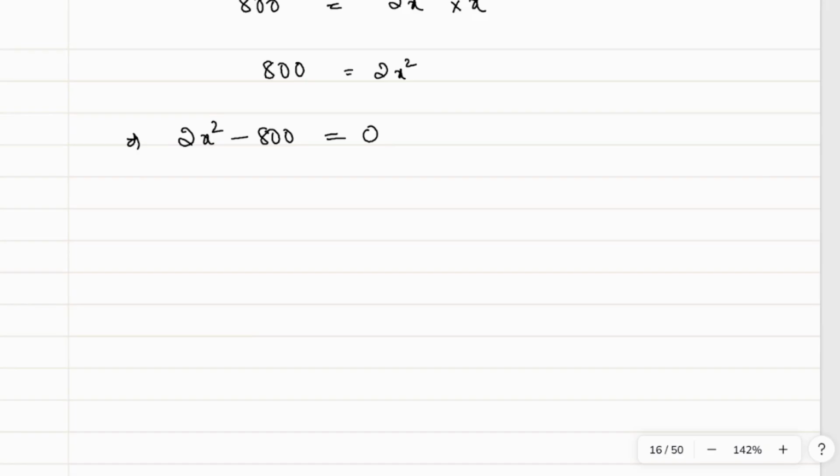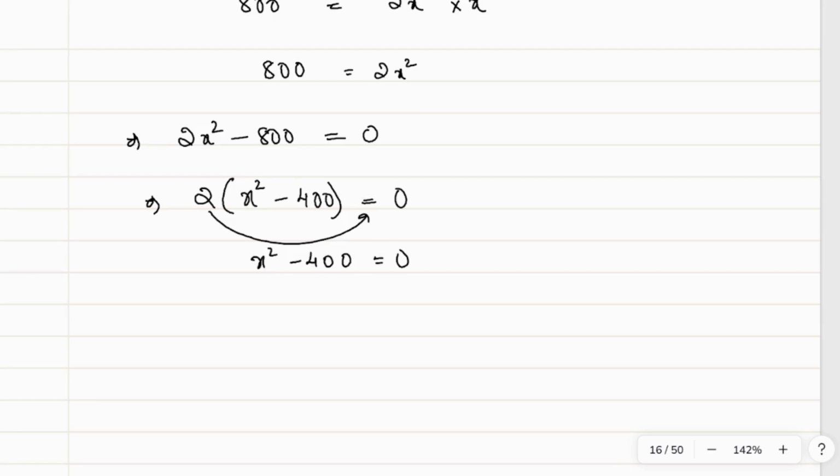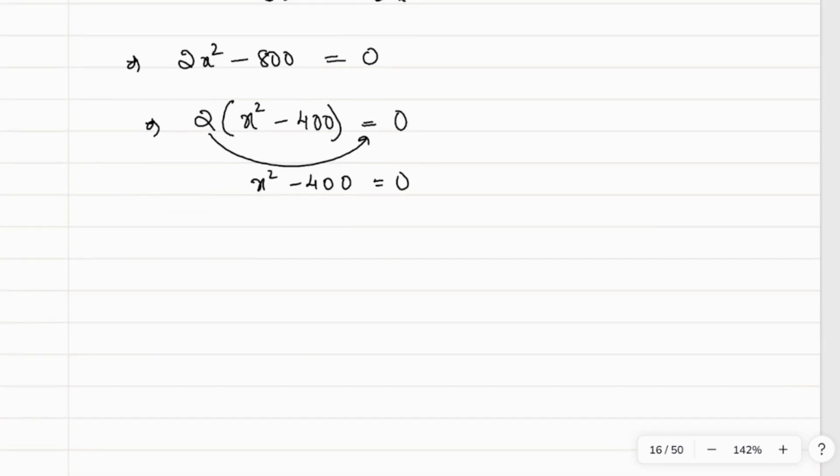Then what we can do? We can take 2 commonly outside, right? That means x square minus 400 equal to 0. This 2 when taken to the opposite side, it will become x square minus 400 equal to 0, because 0 into 2 will be equal to 0, right?